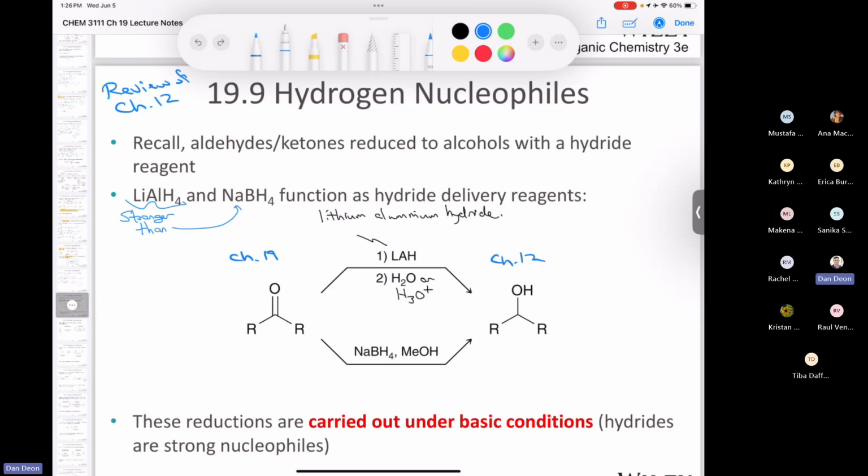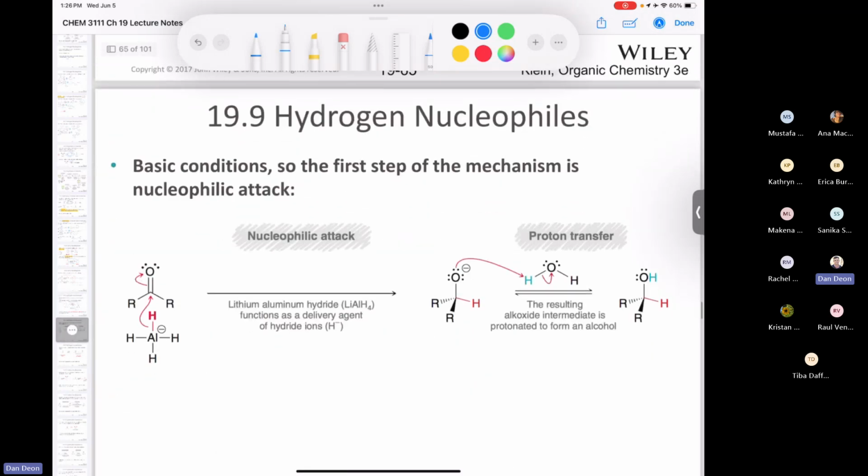Whereas sodium borohydride, you can carry that reaction out in methanol. Also, you could do it in ethanol or even water. You could do this reaction in water and it will still work. But keep in mind that both of these reactions are done in a basic environment, right? There's no acid in the reaction environment. And this mechanism here, again, was covered in chapter 12. Believe it or not, we looked at this mechanism in chapter 12. I do expect you to know this mechanism. This is sort of a SparkNotes version of the mechanism.